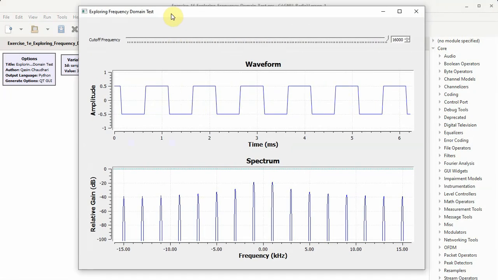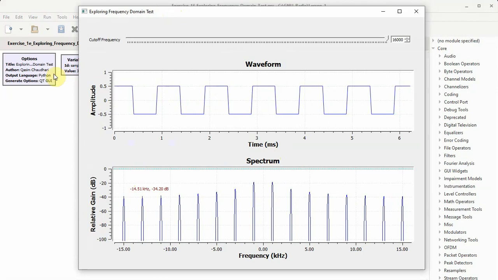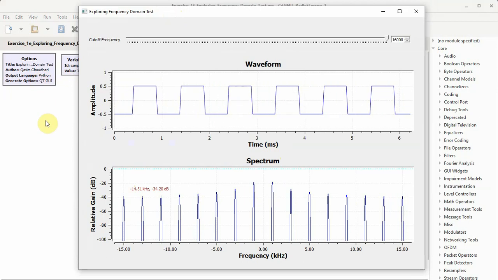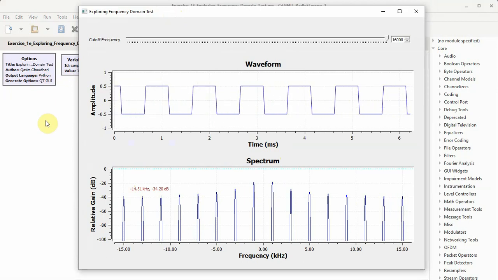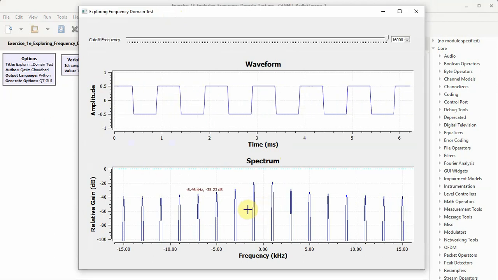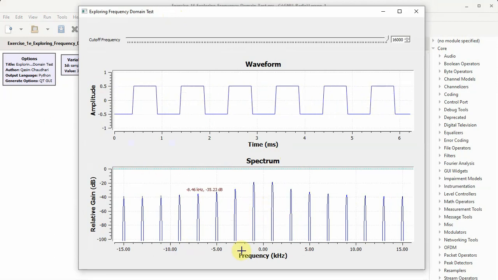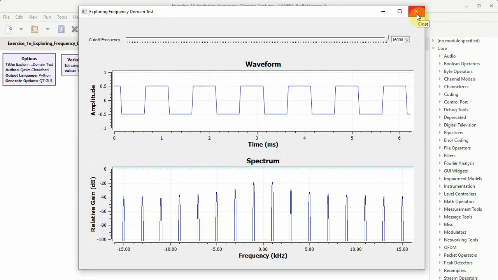So here we have a square waveform and its spectral representation. Now you get a really general idea that a square waveform has been actually built up of plus minus 1 kilohertz, plus minus 3 kilohertz. But let's see this in a little more detail.